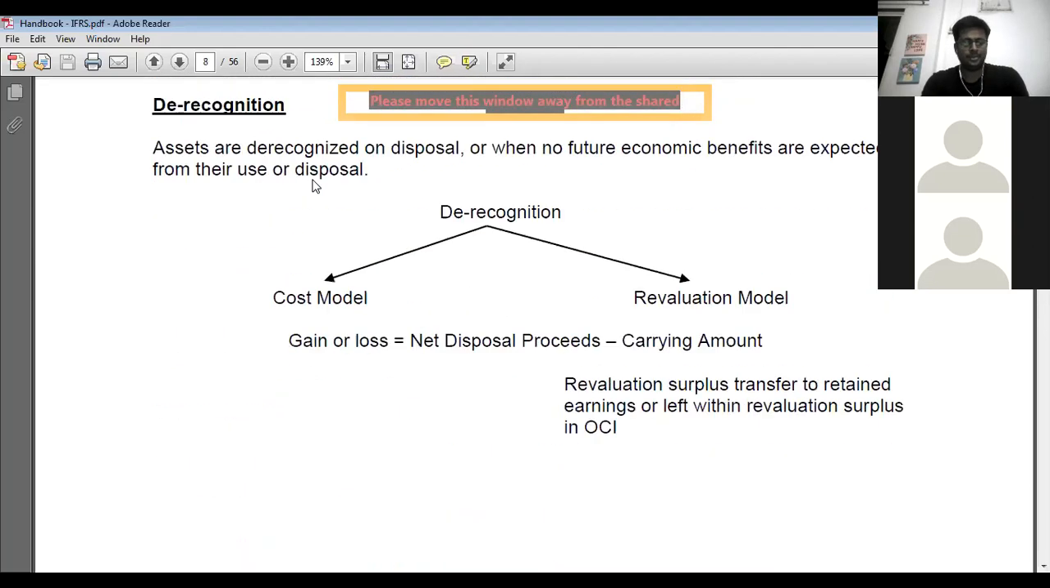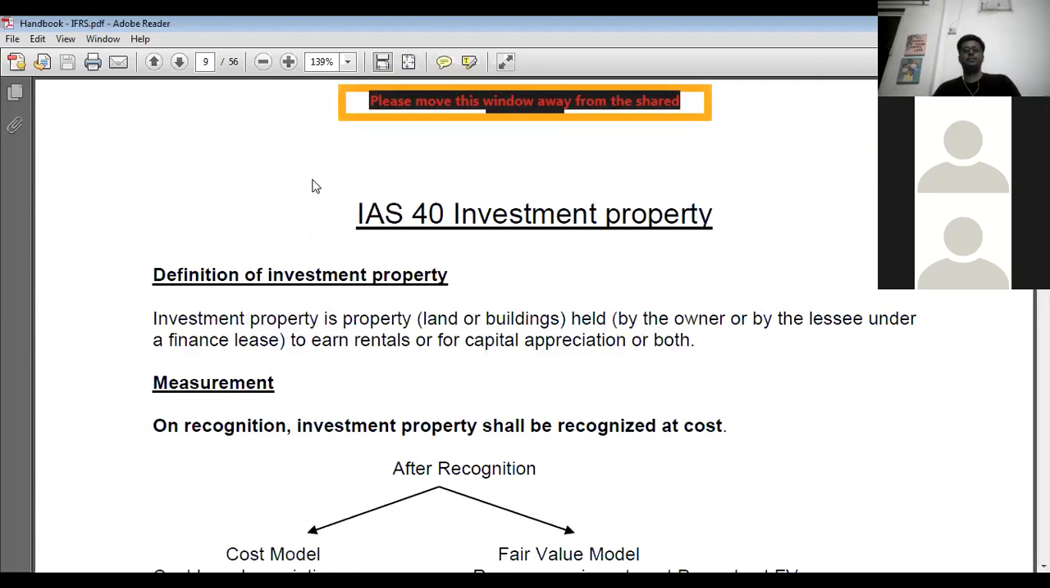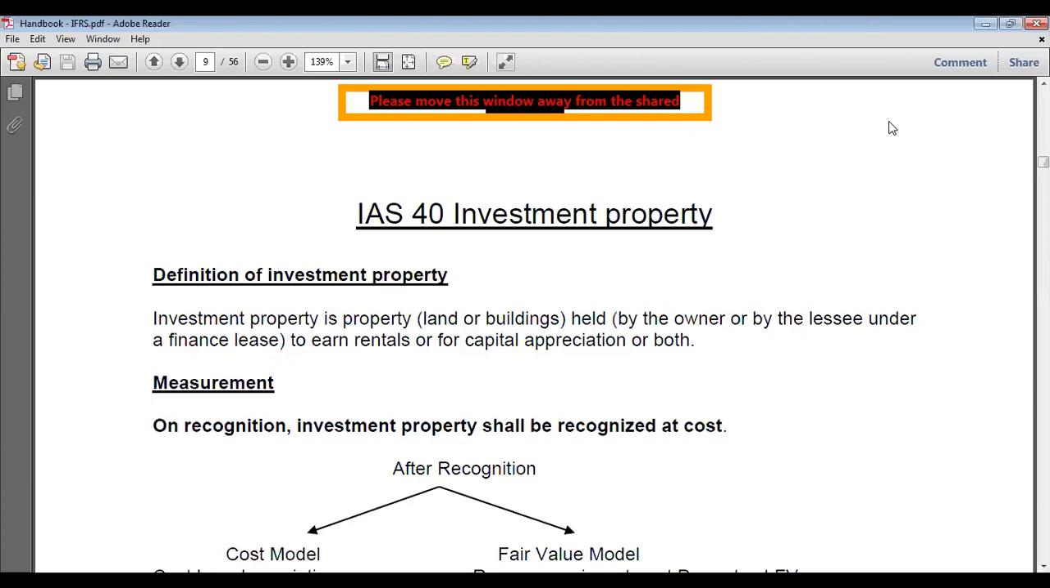Okay. So now the next part, second, is IAS 40, that is investment property. Very similar to IAS 16, property, plant and equipment. First of all, we need to understand what an investment property is. What is written in the bracket? It is land or building. So only land or building, or land and building both together, can be considered an investment property if it is held by the owner or by the lessee under a finance lease to earn rental income or for capital appreciation or for both.